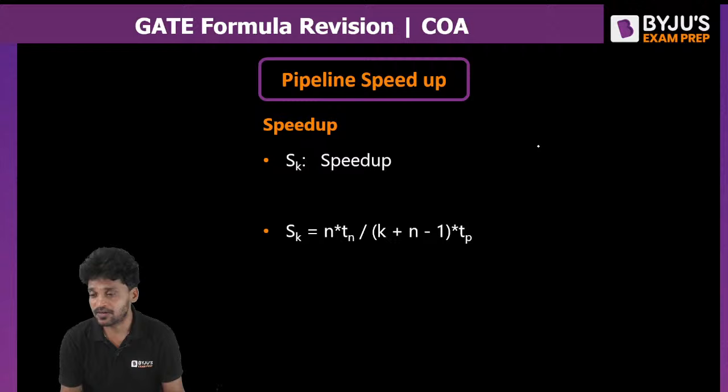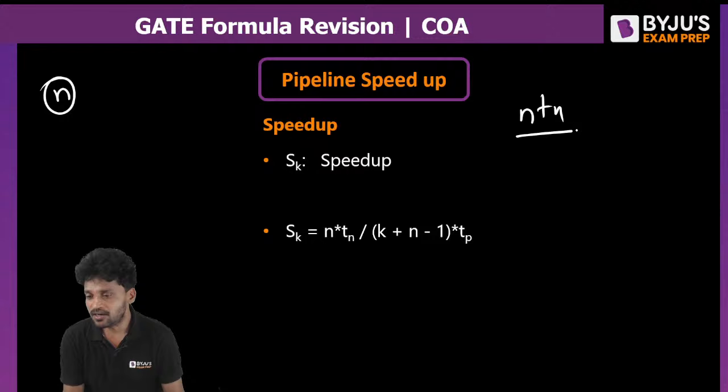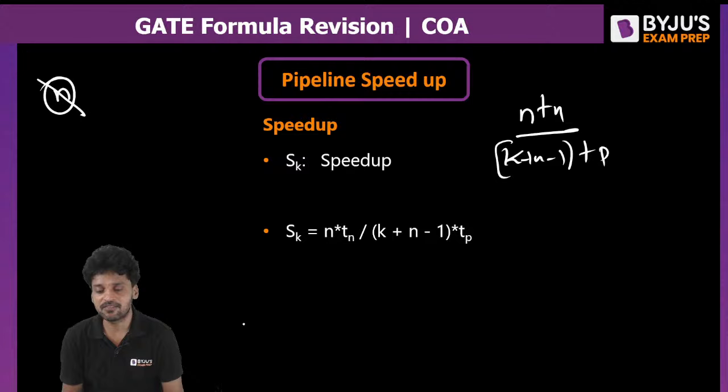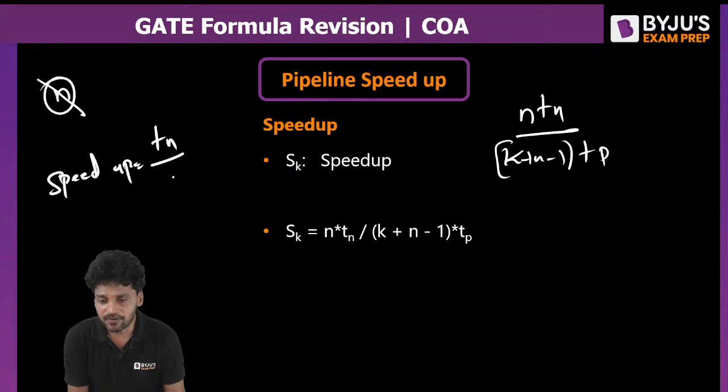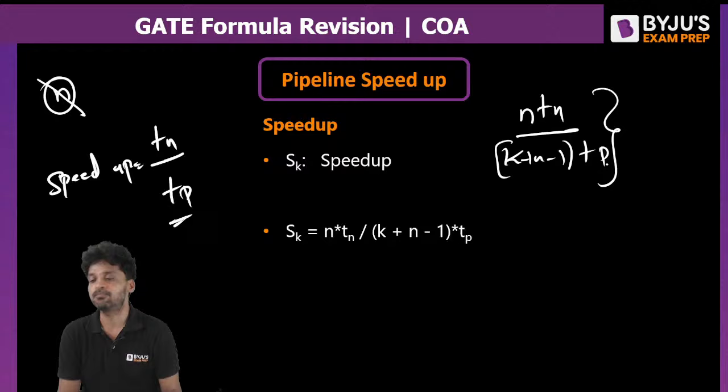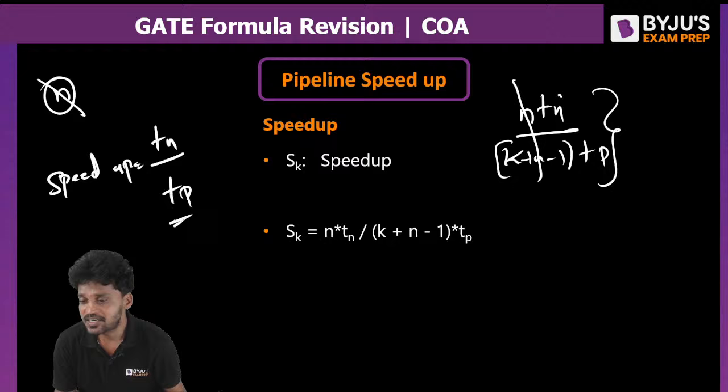Understand carefully. Here there are two shortcuts to solve any question. If the number of tasks n is given, speed up is n into Tn divided by k plus n minus 1 into Tp. If the number of tasks is not given, speed up is just limited to Tn divided by Tp. You need to use n into T1 divided by k plus n minus 1 into Tp when the number of tasks is given. If it is not given, you don't bother about n or k plus n minus 1. The total speed up will just be Tn divided by Tp. I hope I made myself very clear. Yes or no?